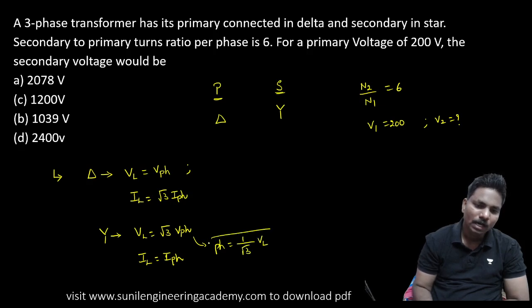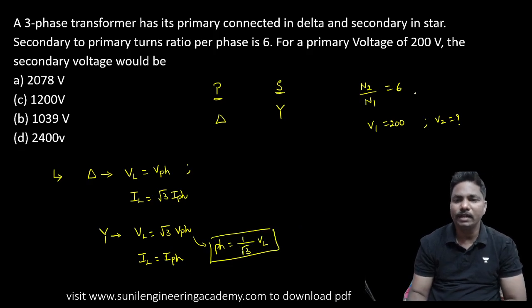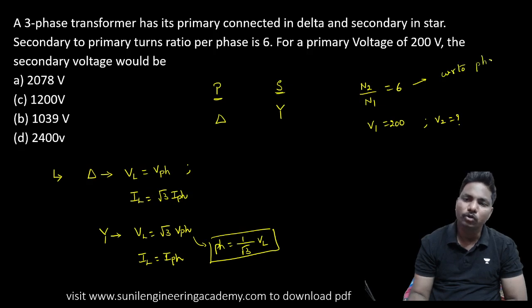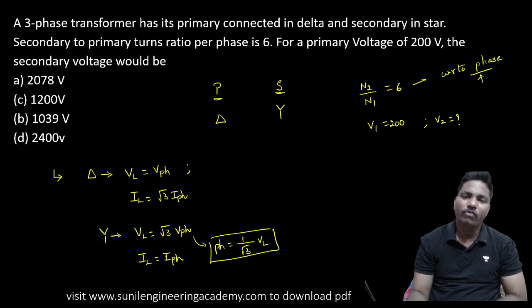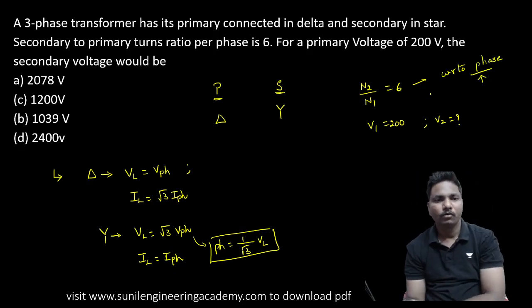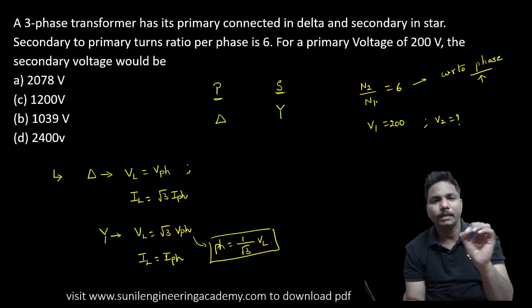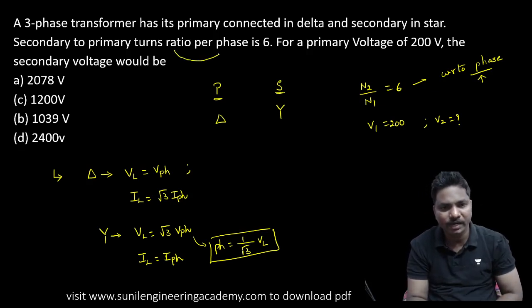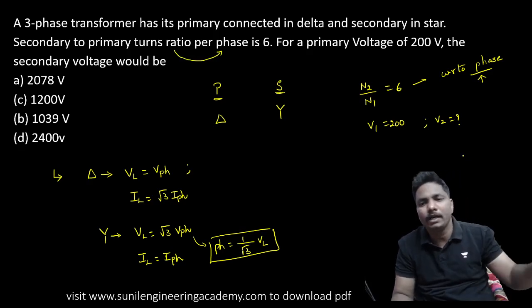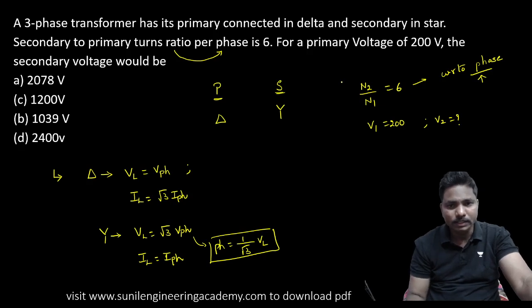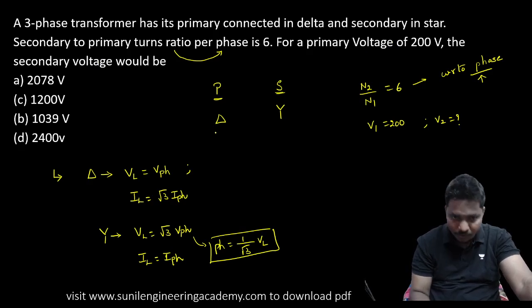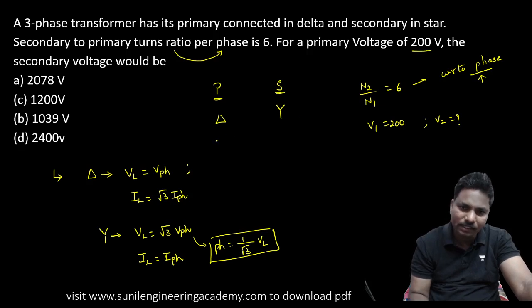Very important: the turns ratio is always with respect to phase only, not line. So we always take the number of turns per phase. Here also they have given the ratio per phase, not per line values. In this case, they have given the primary voltage and are asking for the secondary voltage. So delta is the primary now. Whatever voltage they have given, that is the line voltage, correct?